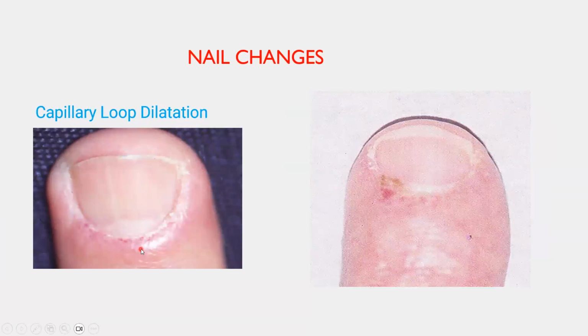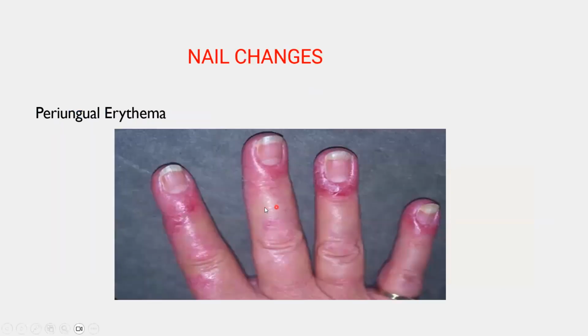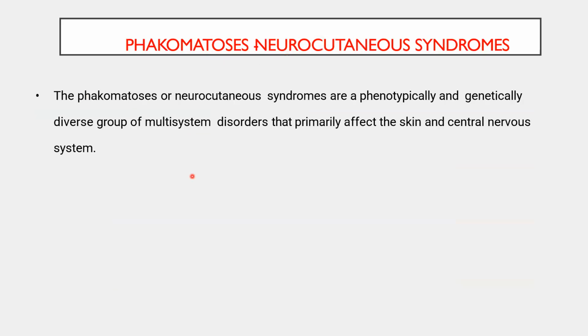These are the capillary loop dilatations seen in the nail bed. This is also one of the important signs in dermatomyositis. This is periungual erythema. This is also one of the skin manifestations of dermatomyositis. By seeing these, you can make out the diagnosis. Let us come to the neurocutaneous markers.